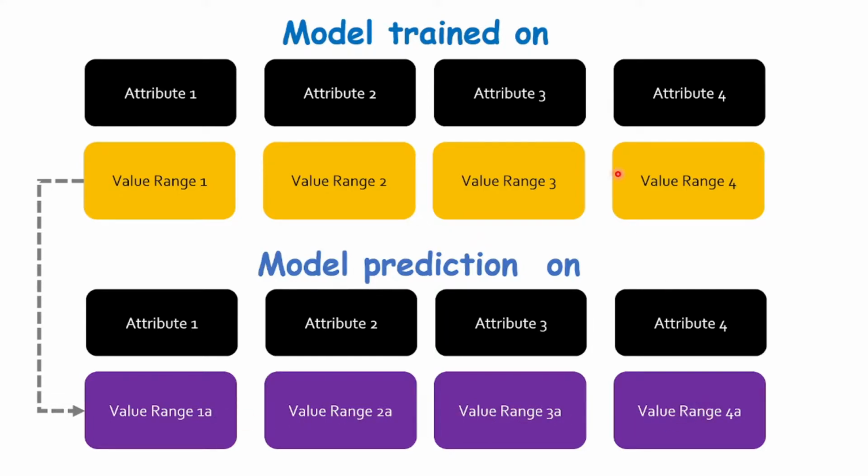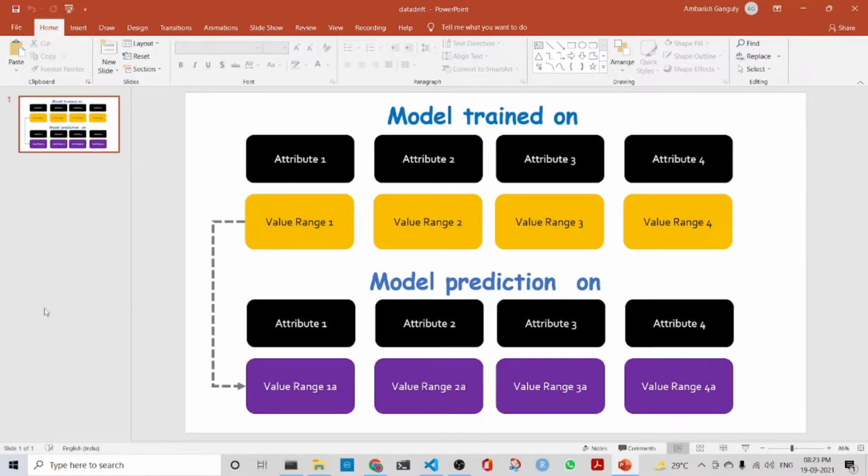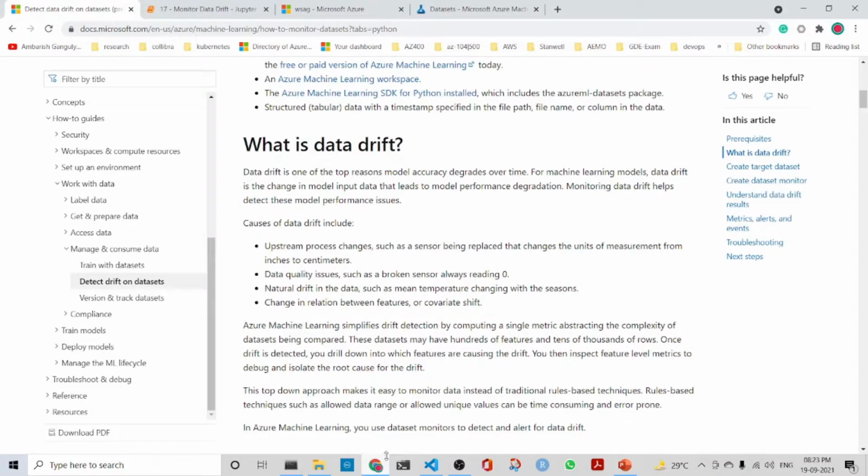What happens is that you have trained the model on this type of data, and when you predict on a different set of data which has a completely different range, the prediction might not be correct. So that is known as data drift. So let's jump on and see a much more formal definition in Azure Docs.